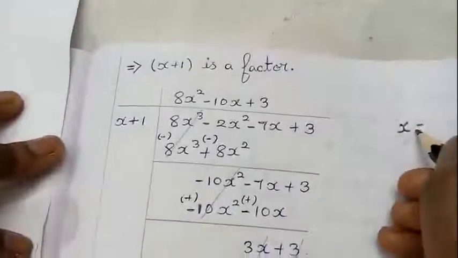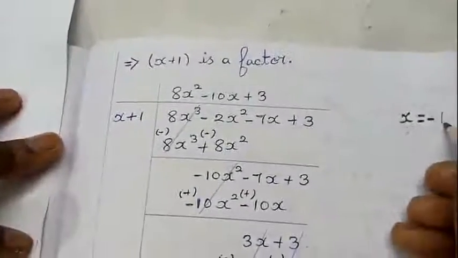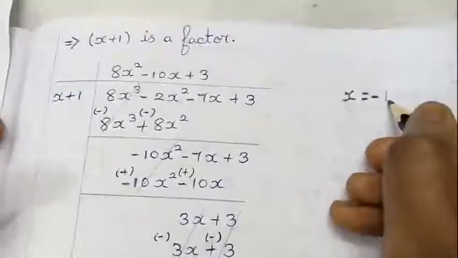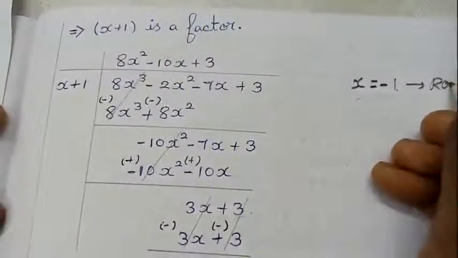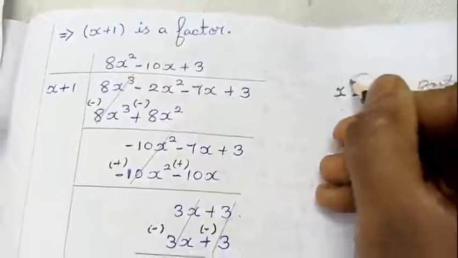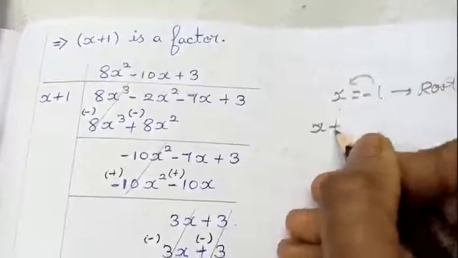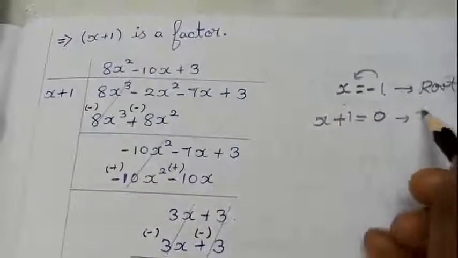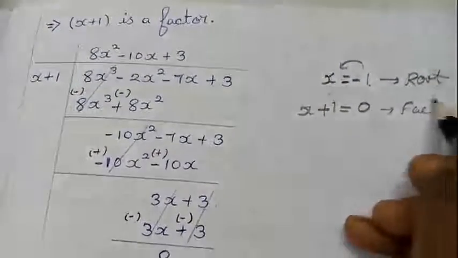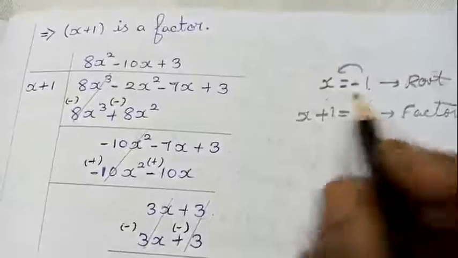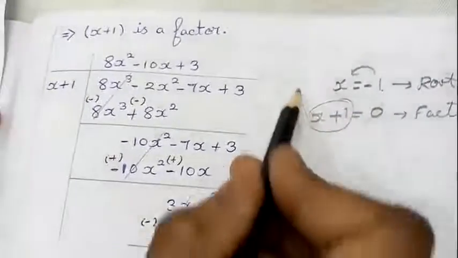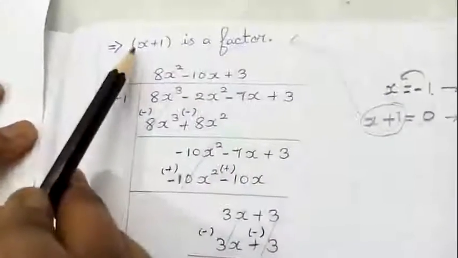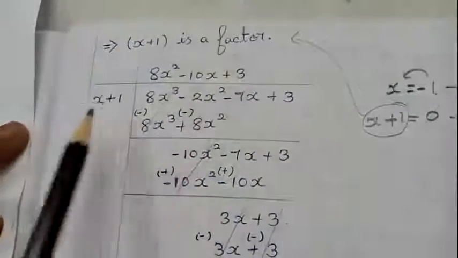Students, this is what I told you: if I give x equal to minus 1 and I get the answer as 0, then this is called a root. If I shift it like this, that is x plus 1 equal to 0, minus 1 becomes plus 1. Then I can say this is a factor. In this place I'm not going to show you the 0, so I'm writing that x plus 1 is a factor.